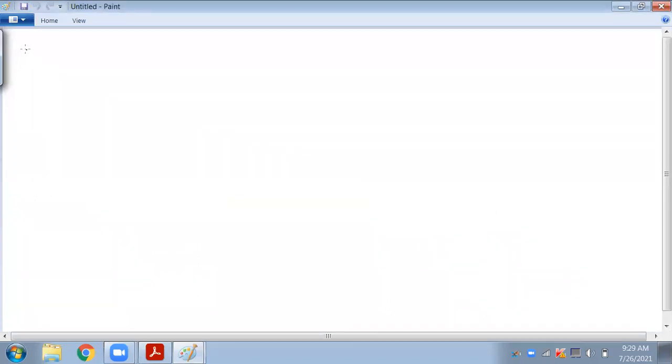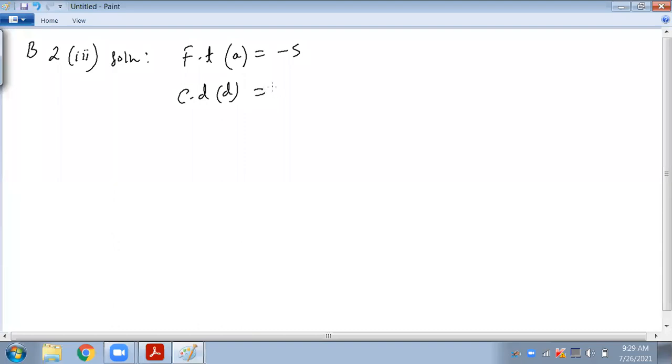So B, question B23. Here the first term is what? First term is minus 5. Common difference is what? It is second term minus first term. Second term is minus 8 minus first term is minus 5. Since there are two minuses, we have to put it in a bracket.